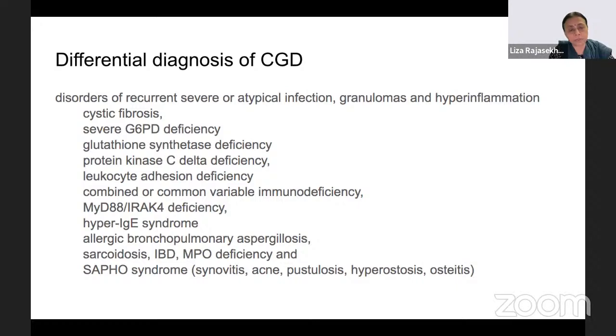So if you look at sarcoidosis, it is also a granulomatous disorder. Crohn's is also a granulomatous disorder. And so when you find a granulomatous IBD, especially a very early onset IBD, which is called EOIBD, then you have to start thinking of IEIs, and among them, CGD will be a differential diagnosis.